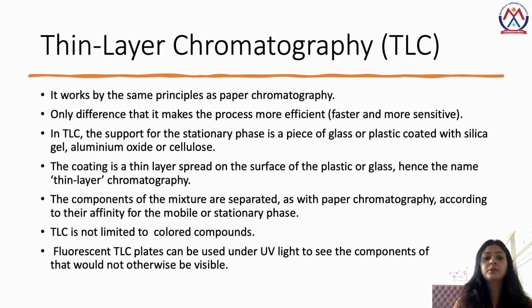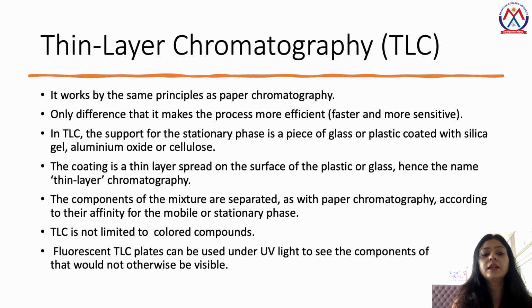Next is thin layer chromatography. It works by the same principles as paper chromatography. The only difference is that it makes the process more efficient in both ways, that is, it is faster as well as more sensitive. In TLC, the support for the stationary phase is a piece of glass or plastic coated with silica gel, aluminum oxide or cellulose.